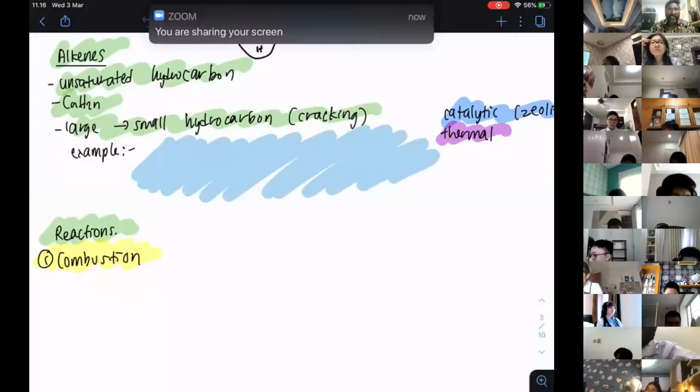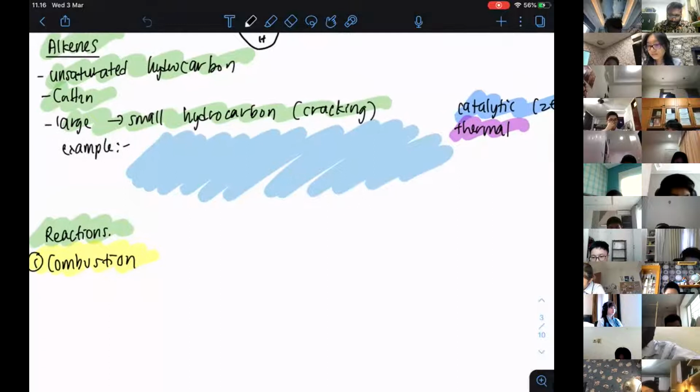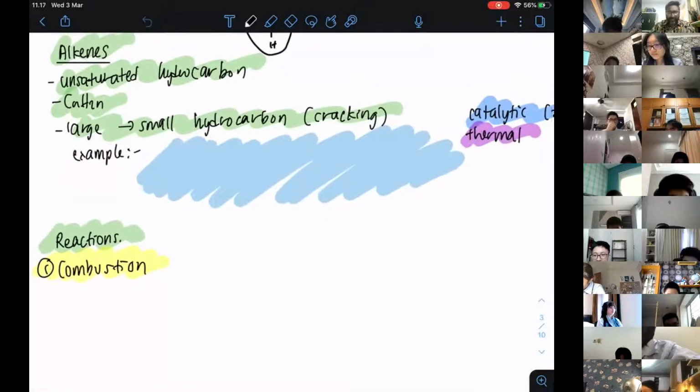Okay, on alkenes. Alkenes are known as unsaturated hydrocarbons because they can form new bonds. The general formula is CnH2n. And the first reaction I think we need to know about alkenes will be cracking.